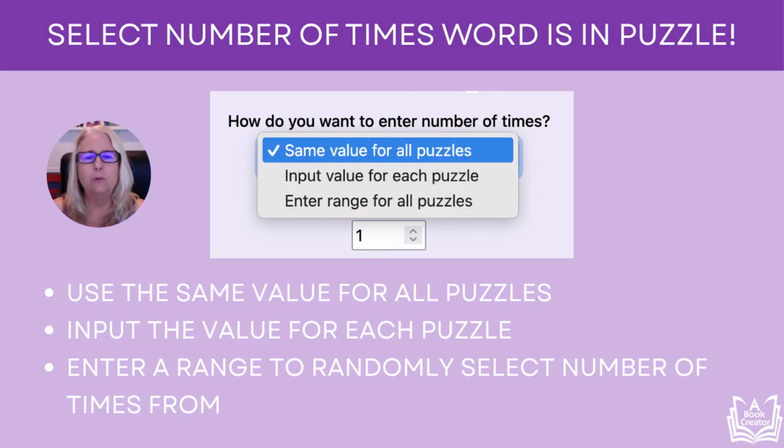With this option, you input a list of numbers, one per puzzle, to use for the number of times to place the word in each puzzle. The last option is to enter a range of values and have the software randomly select the number of times for each puzzle within that range. Let's head over to Book Creator and I'll show you some examples for each one of these options.